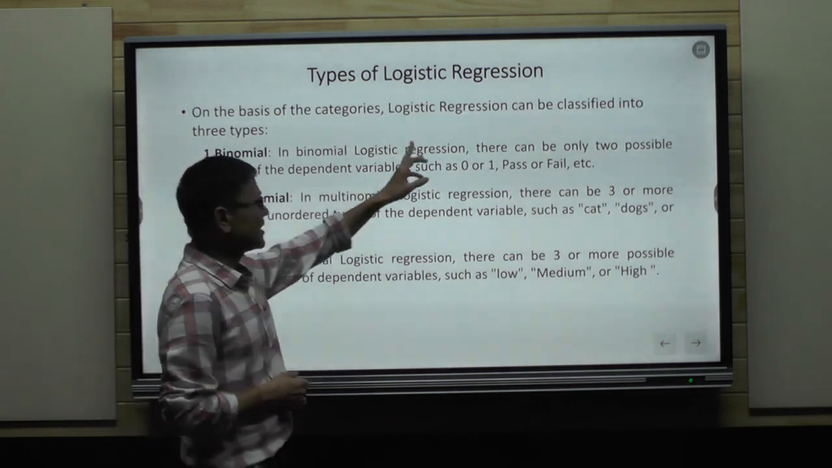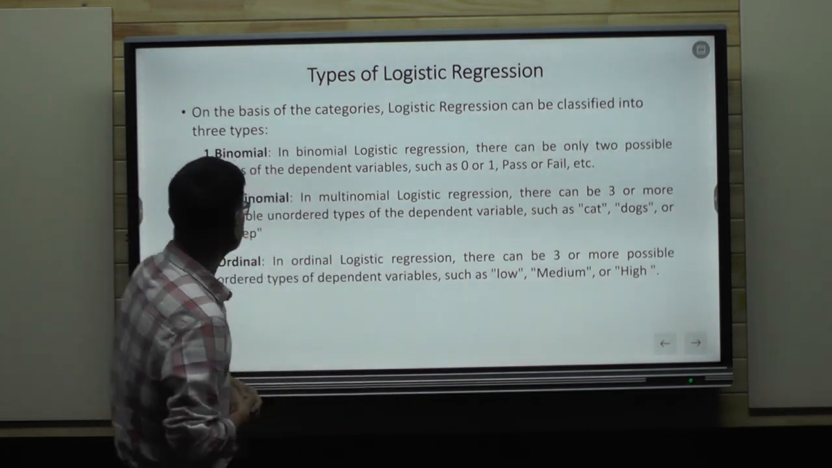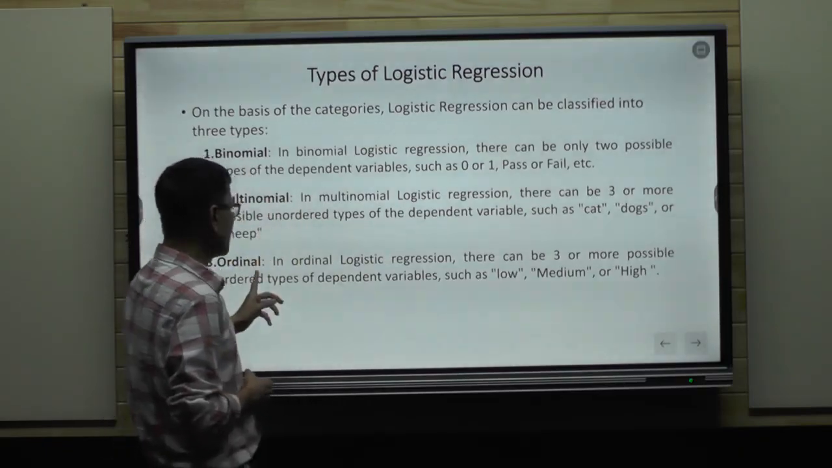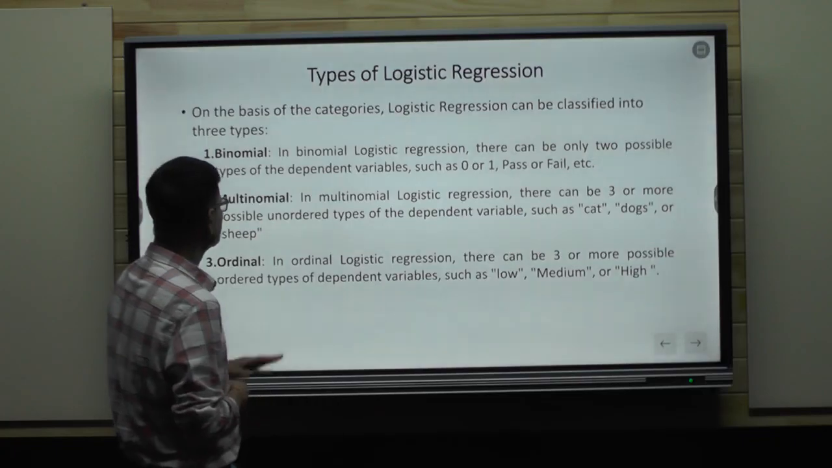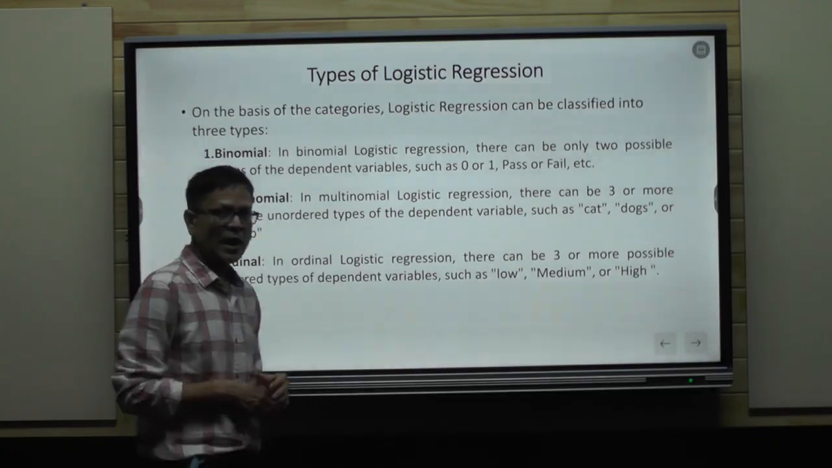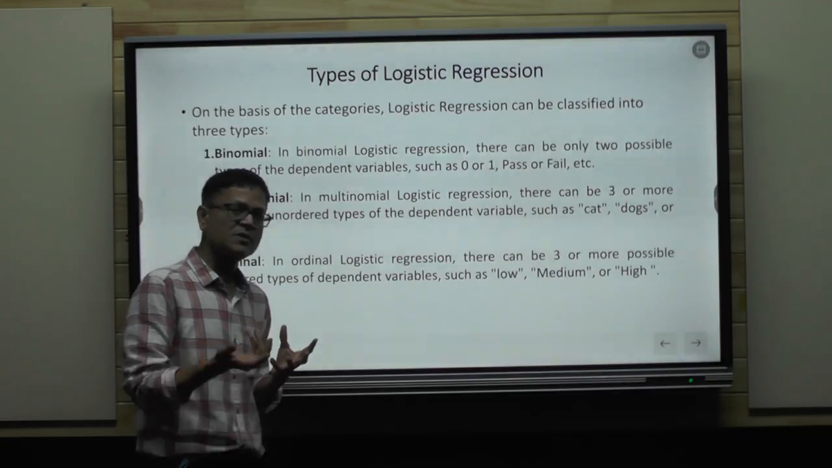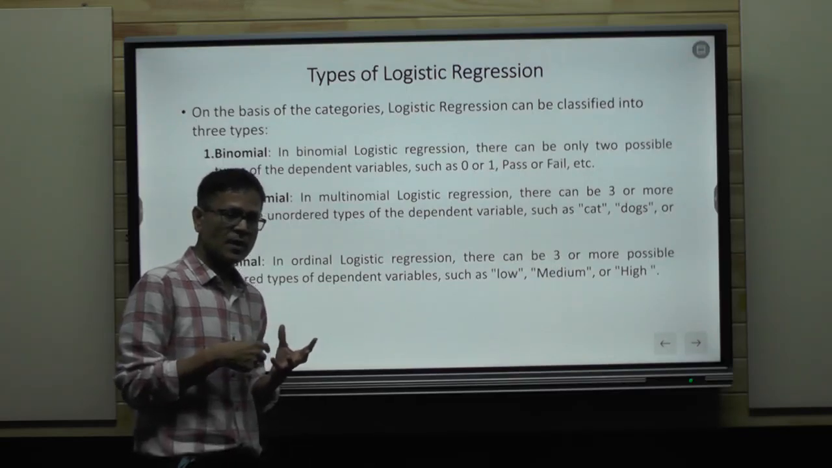On the basis of these categories, logistic regression can be classified into 3 types: binomial, multinomial and ordinal. So in binomial, what happens? You have a classification problem where the outcomes can be 0 or 1, yes or no.